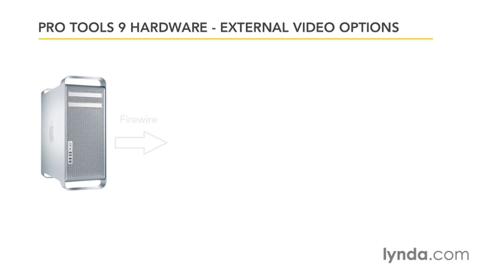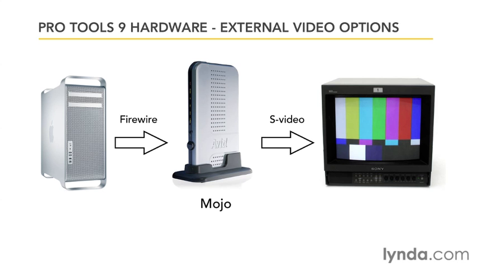Avid also makes the Mojo. You can use this instead of a Canopus box. It's an external FireWire video manager with even more features to handle many codecs, and it interfaces with the Avid video editing software very easily.